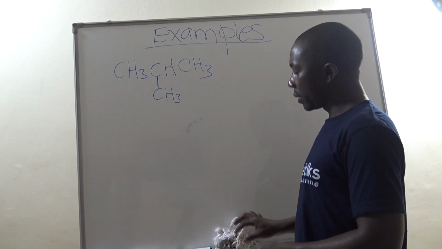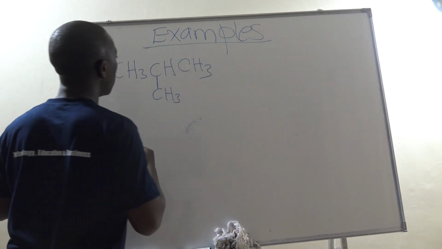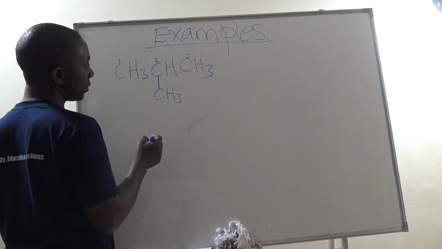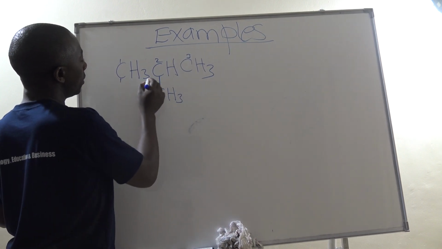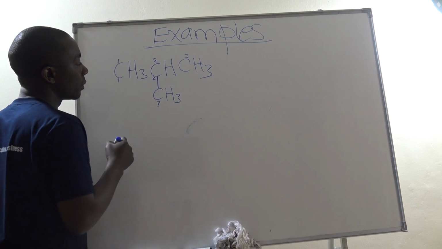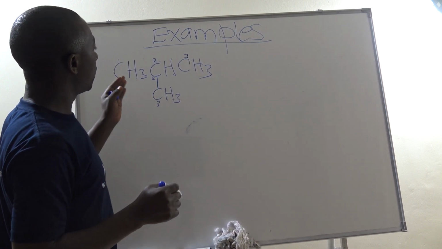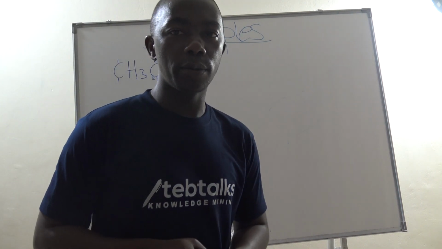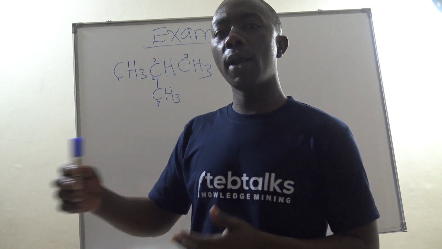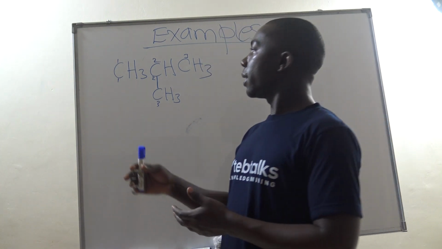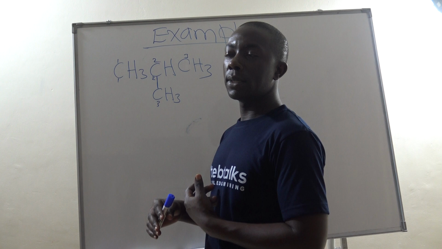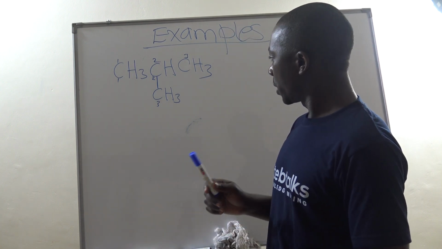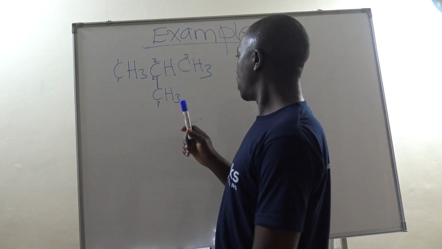Now, longest continuous. If I start from the left, going to the right, this is carbon 1, carbon 2, carbon 3. So that means that any of them can be a parent chain because all of them have an equal number of carbon atoms. But if one of them had a higher number of carbon atoms, then that one would become the parent chain and give us the parent name. Secondly, identify the side chain.